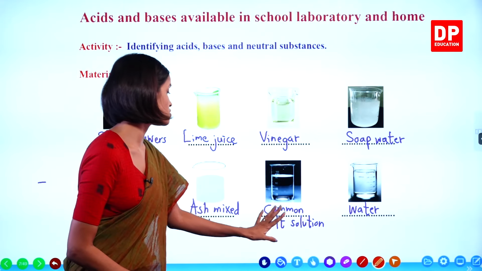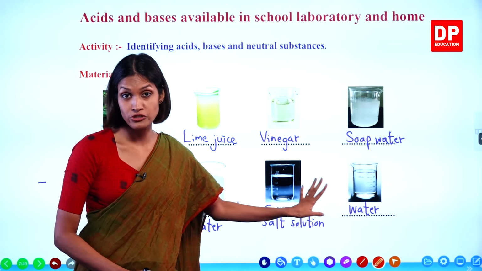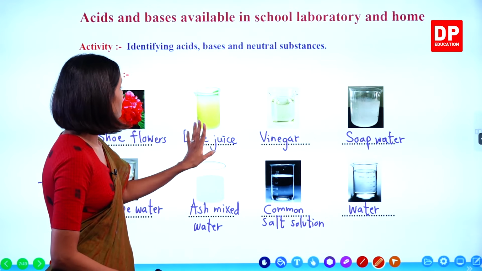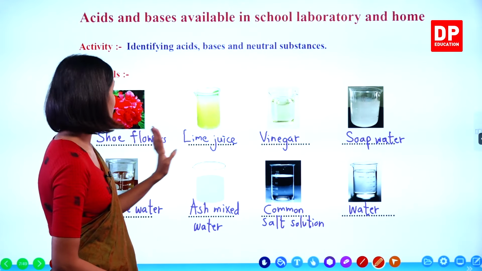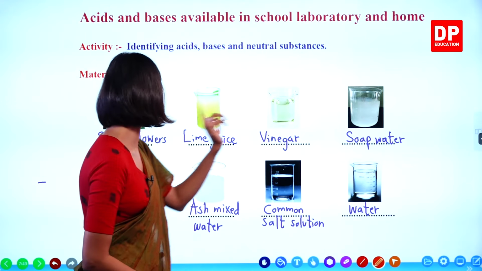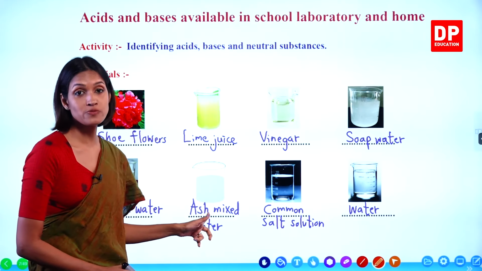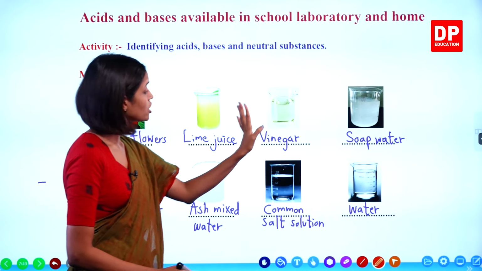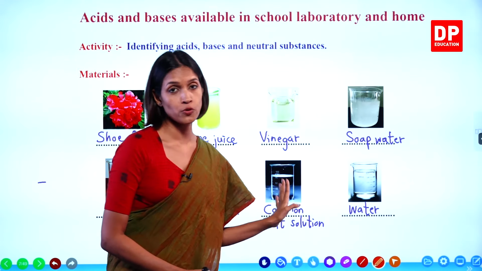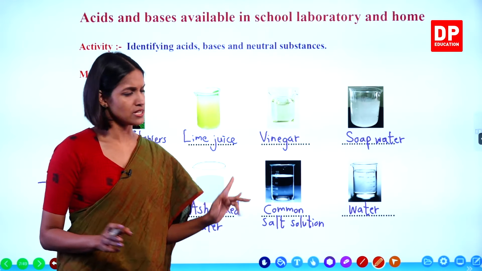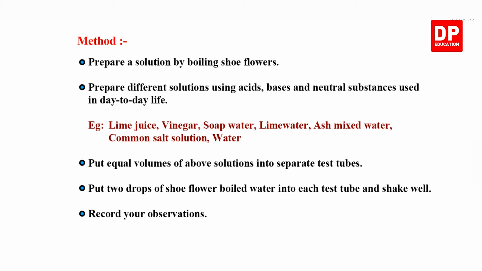Right. Common salt solution and water come under neutral substances. So we have two acids, lime juice and vinegar, three bases, that is soap water, lime water and ash mixed water, and two neutral substances, common salt solution and water. So how to do this activity? I will explain it to you.